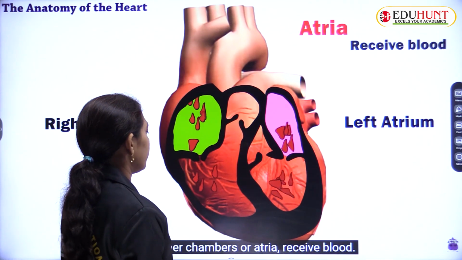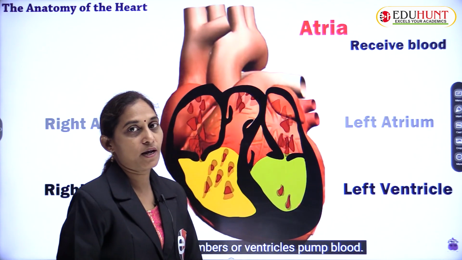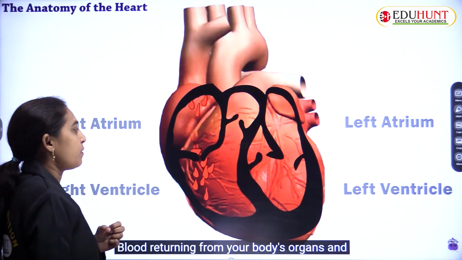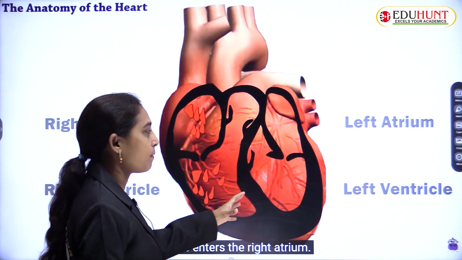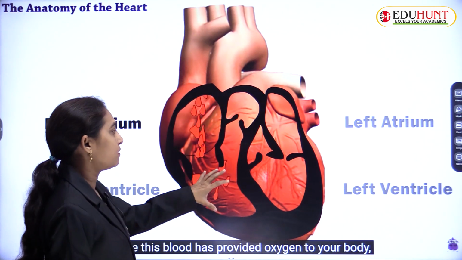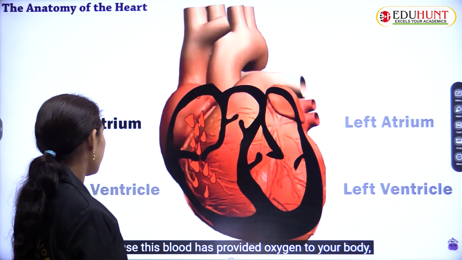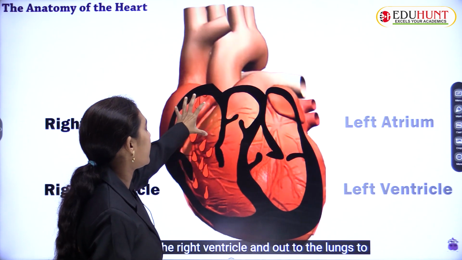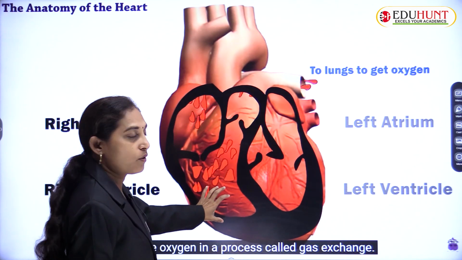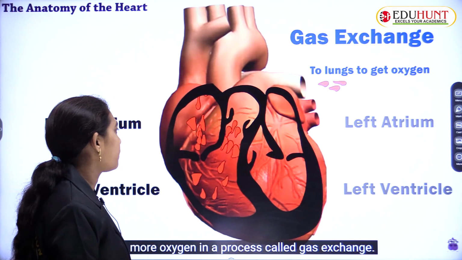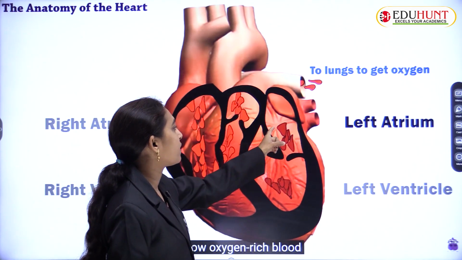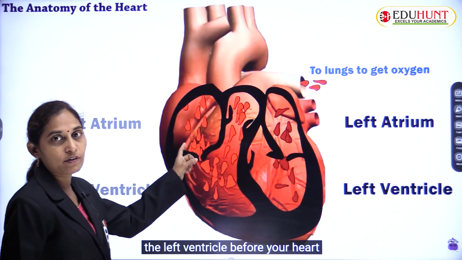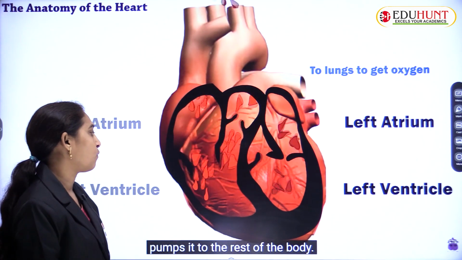Yes, the atria receive blood and the ventricles pump the blood. Atria are the chambers which receive the blood, and ventricles pump the blood. Pumping chambers are the ventricles. As I said, there are valves between the atria and ventricles. There is a valve between the left atrium and left ventricle, as well as a valve between the right auricle and right ventricle.